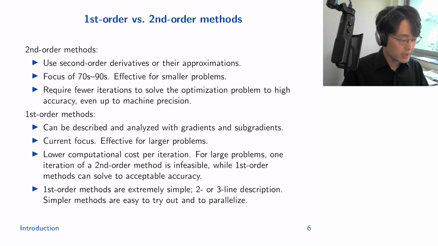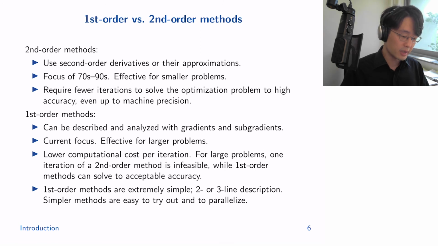First-order methods tend to have lower computational costs per iteration. For larger problems, one iteration of a second-order method may be infeasible. Given a realistic amount of time, it may be impossible to execute even a single iteration of a second-order method, while a first-order method can execute many iterations and produce a solution to an acceptable accuracy.